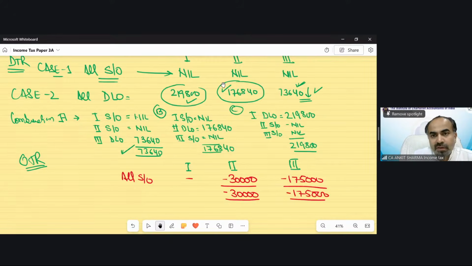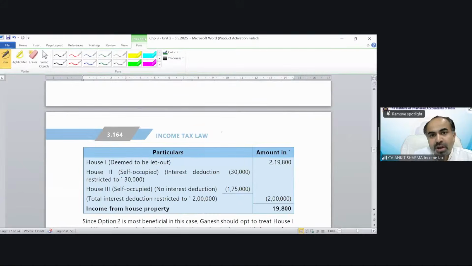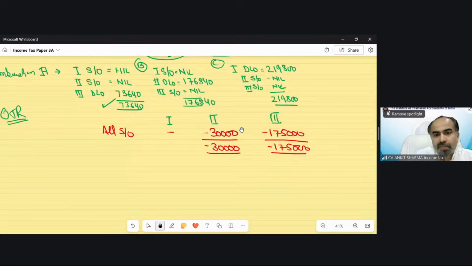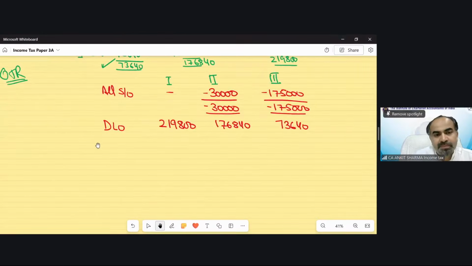In case of optional tax regime, the value of deemed let out property will remain the same. There would be no difference. So the combinations in case of deemed let out would remain the same in case of optional as well as default tax regime. It would be 219,800, 176,840, and 73,640. So now we will make the combination on the basis of this.